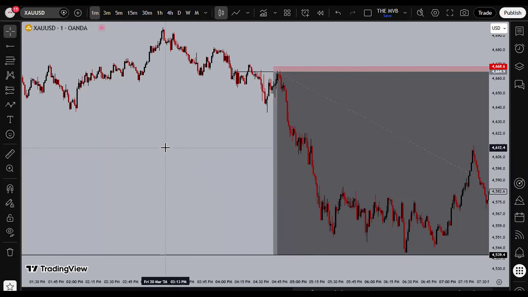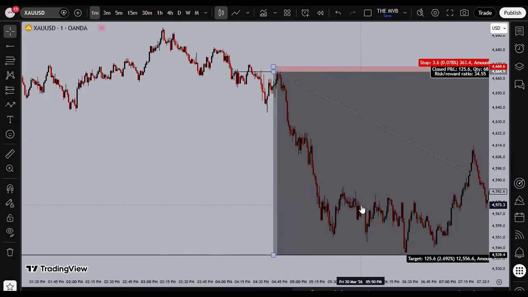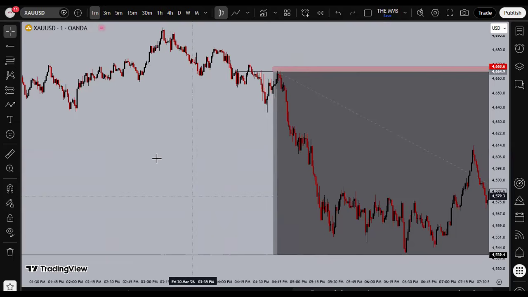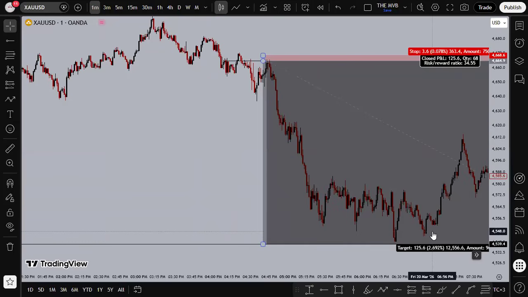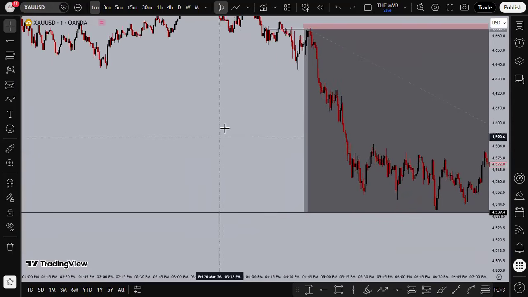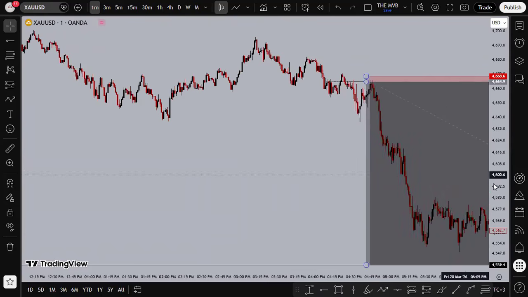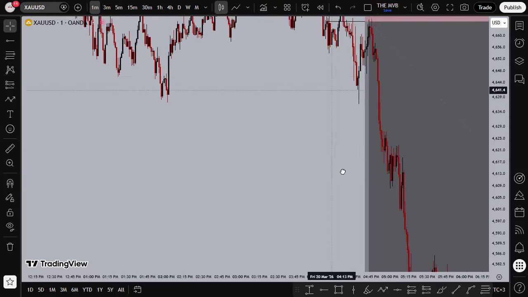Okay, so for the next category, which is the best gold trade of the week, this one it is. First of all, look at the pips I collected. 1,200 pips in just one trade, and this was on Friday. Actually, this is madness, right? And it was a simple entry, very, very simple one.